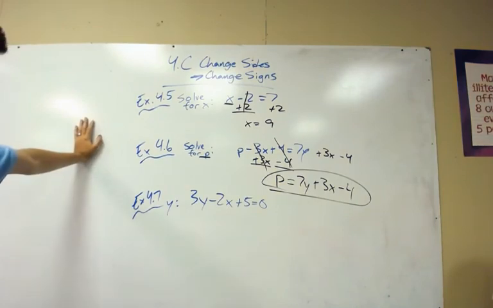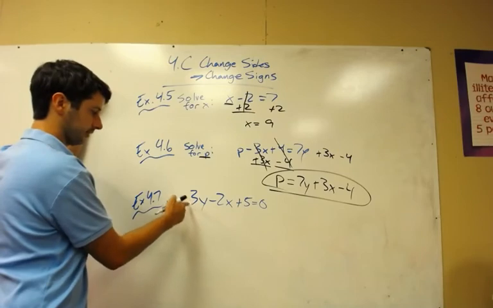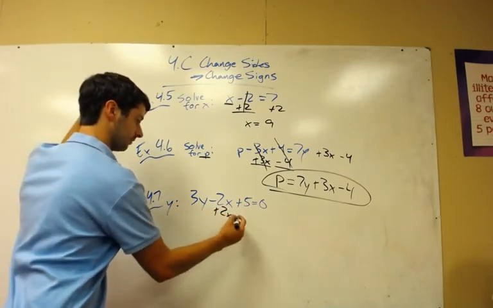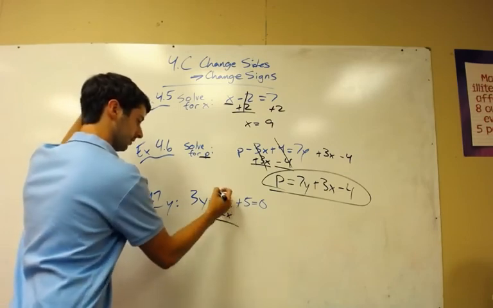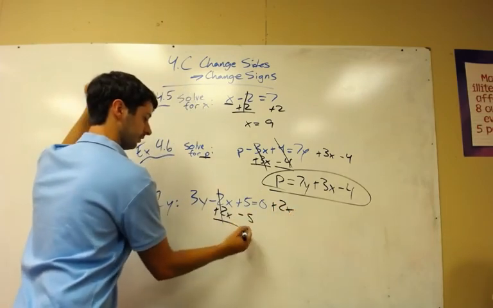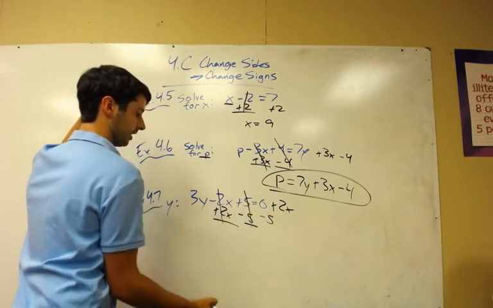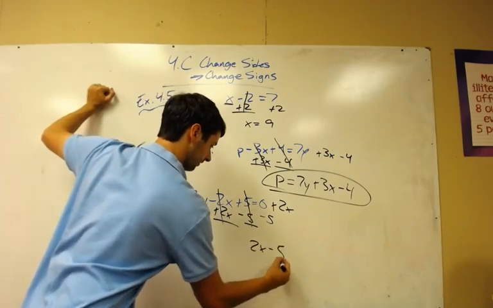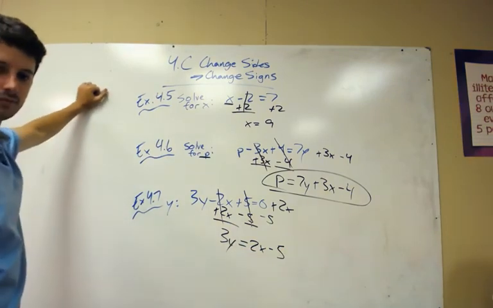That's all you got to do. And then solve for y. We'll do it really quick. Getting y by itself, the only thing is y has something attached, the 3 attached to it. Add the 2x. Changing the signs. Change the sides. Subtract the 5 on both sides. Now 0 minus 5 is negative 5. So you have 2x minus 5 equals 3y. That's where we're left.